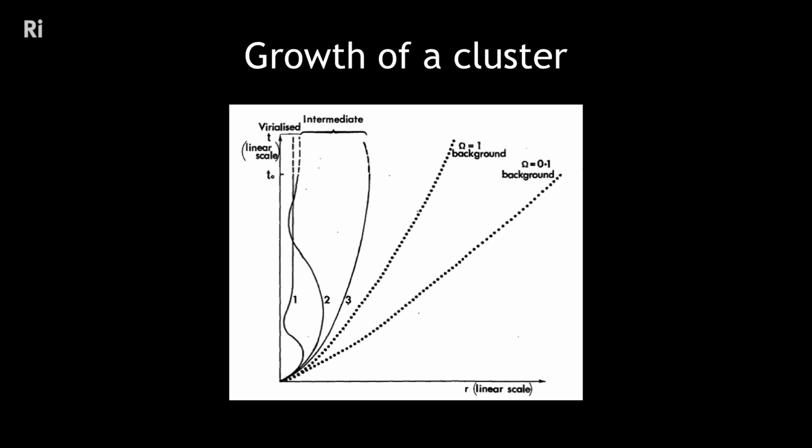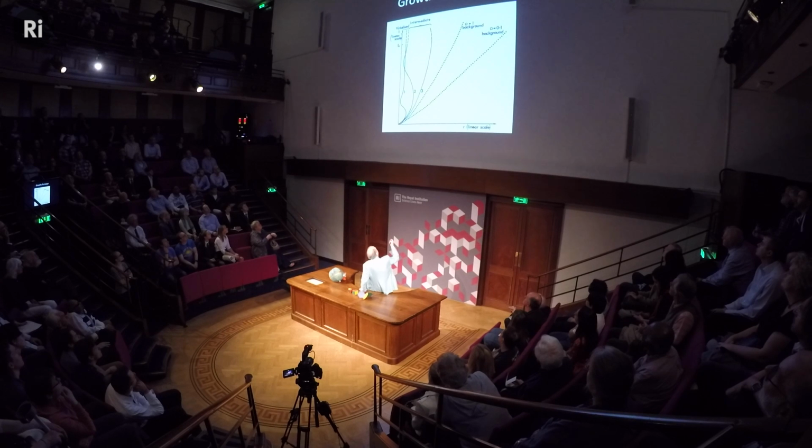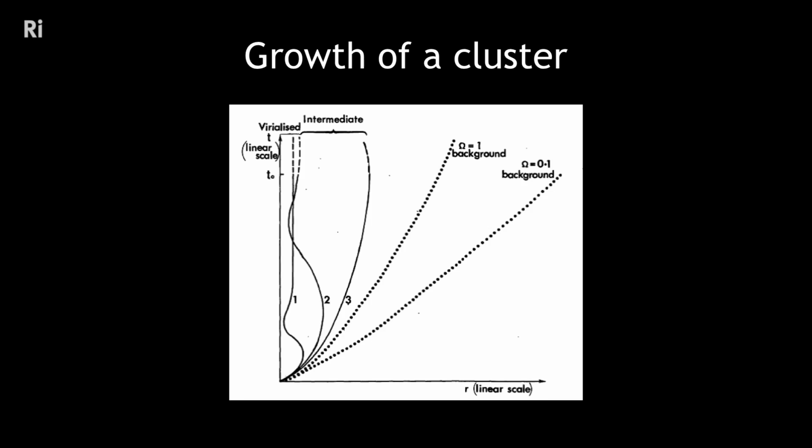Eventually it's going to turn around, stop expanding, collapse back down, and relax and form a cluster. And then later stuff will fall in and make the envelope. This is time going up this way and space this way. And then at very late times, even at the present day, you may see something falling in now. And this is exactly what Andromeda is doing.